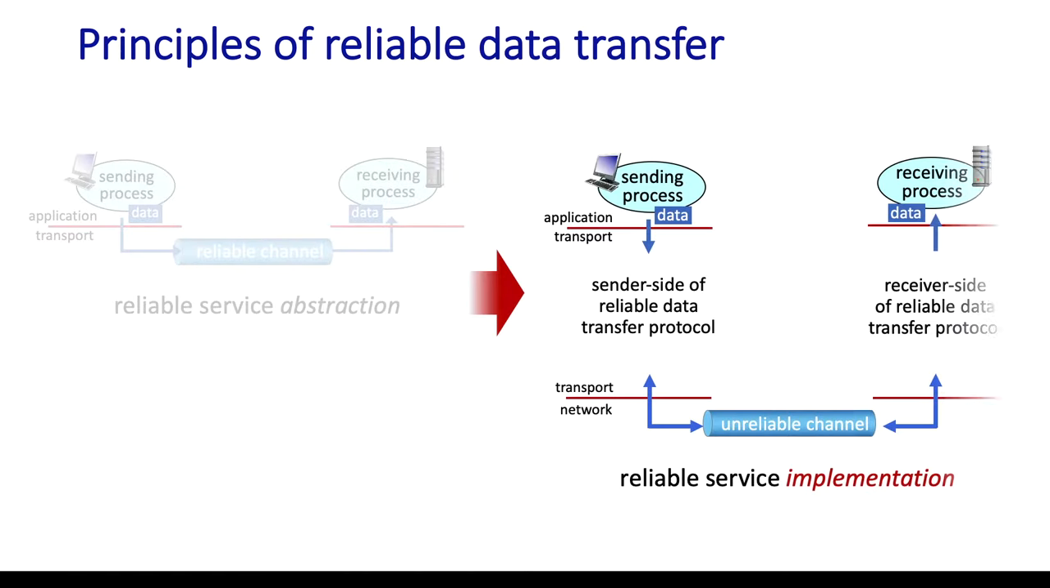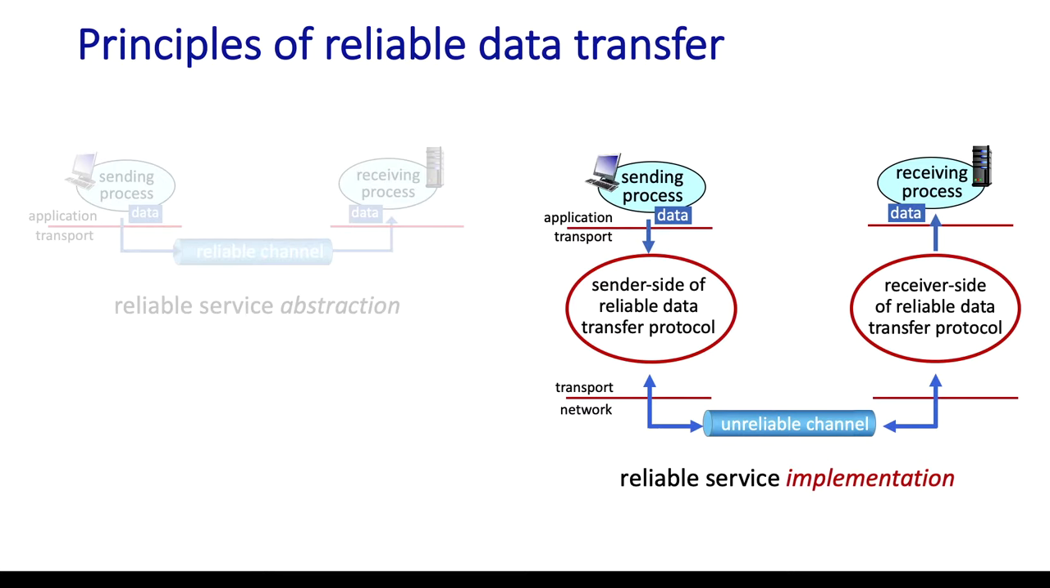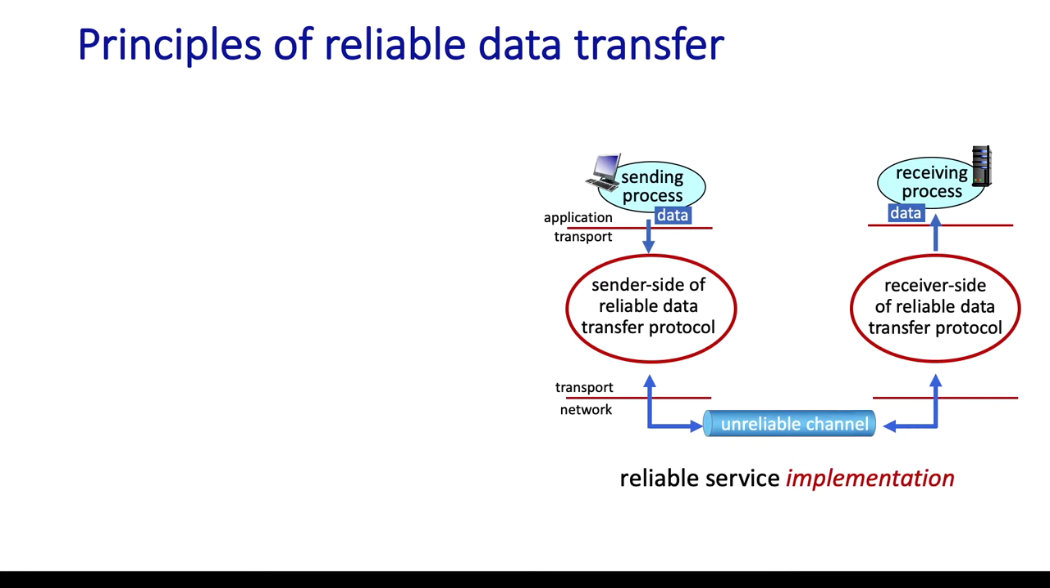Now, when we talk about the implementation of this abstraction, this is where it gets interesting. As we see here, the implementation is going to be in the form of a transport layer protocol. There are two sides to that protocol: a sender side of the reliable data transfer protocol and a receiver side. And the sender and receiver sides are going to be communicating with each other over an unreliable channel that we see down on the bottom.